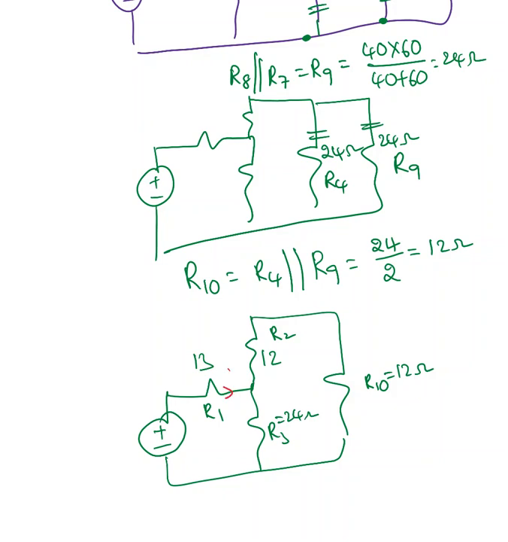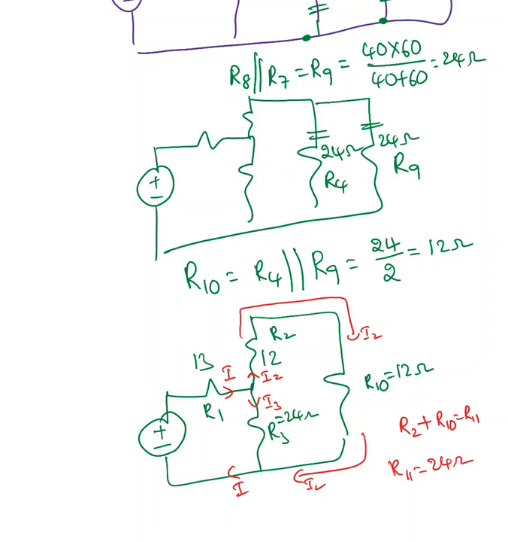So whatever the current I comes there, it's going to split into I2 and I3. The same I2 is going to come over there, and the same I2 is going to come over here. So when it comes here, it's going to be I. So R2 is in series with R10. I'm going to label that as R11. R11 equals 24 ohm. Okay, now you may ask why I2 is coming from that direction.